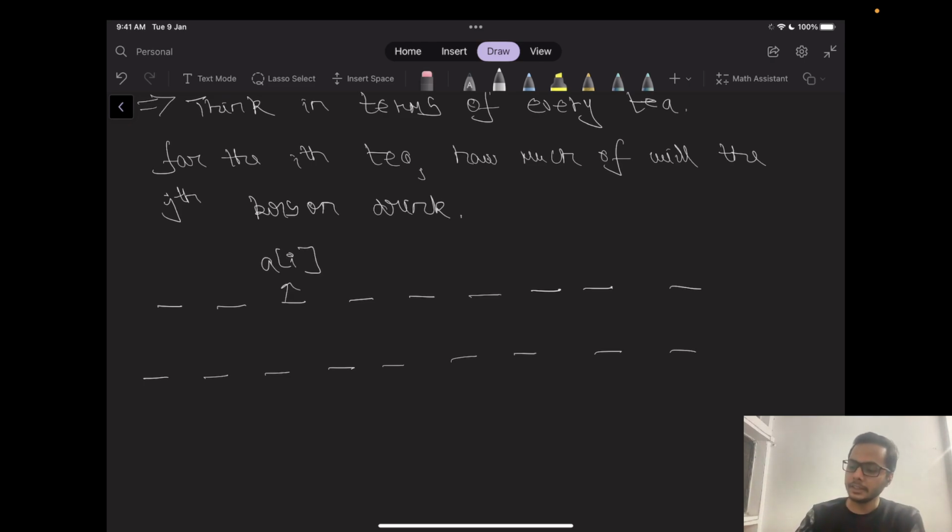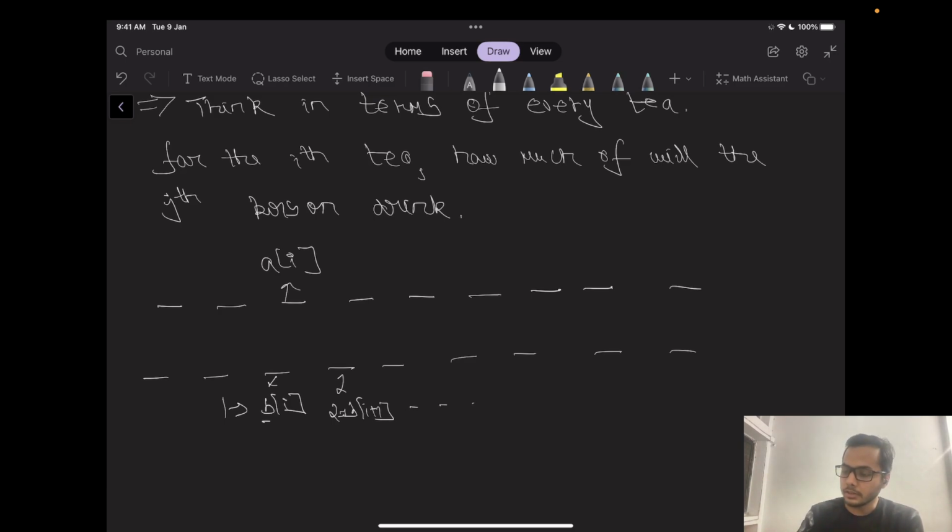Now in the first iteration, this tea is going to be drunk by the ith person, and this person has a capacity of bi. Similarly, in the second iteration, this tea is going to be drunk by this person, bi plus 1, and so on and so forth. But here is the catch.